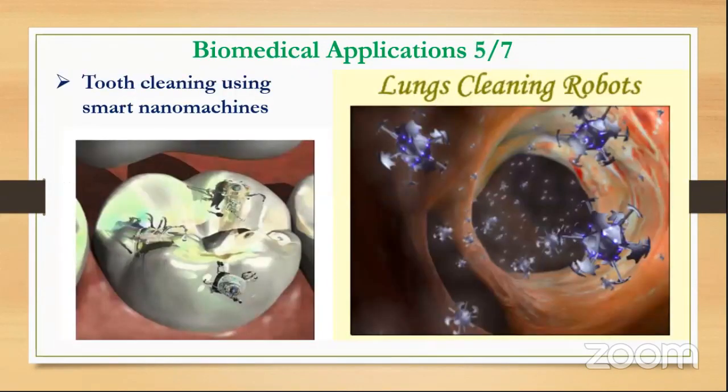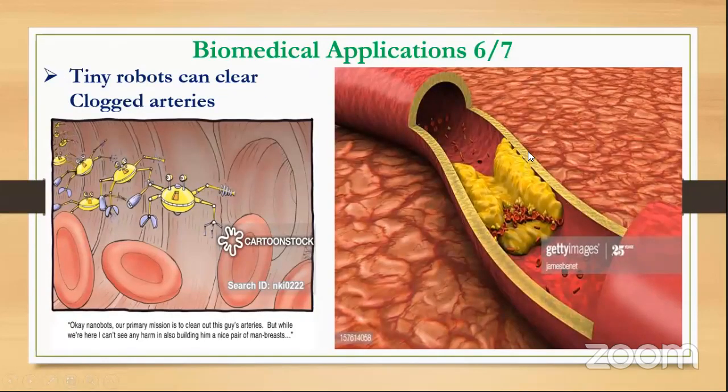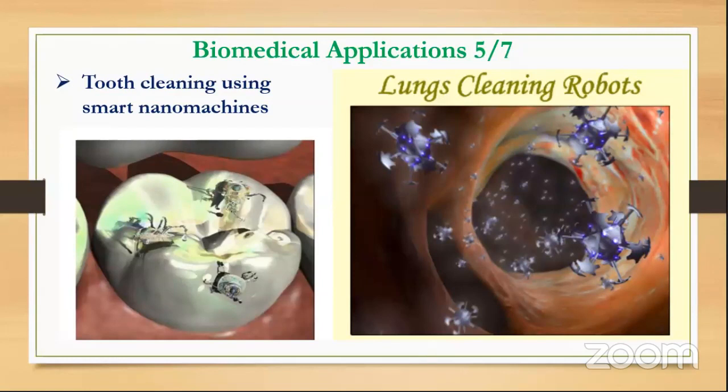Now see here, another biomedical application: small nano machines are available. Tooth cleaning using smart nano machines is available. The smart nano machines clean the tooth. These are some of the biomedical applications of nanotechnology. Another application here is cleaning of the lungs. Generally, what happened? Mucus is formed inside the lungs.